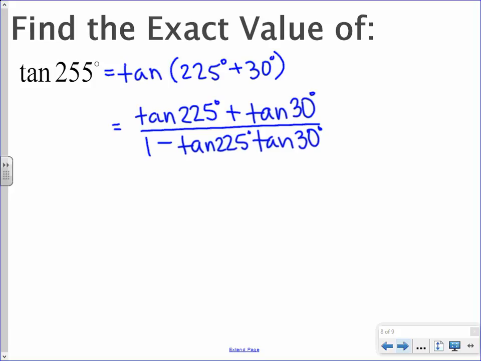Okay, ready for some fun? Tangent of 225. Jackson, what is it? That's nice, right? Okay. Tangent of 30 degrees. Ben, what's that one?